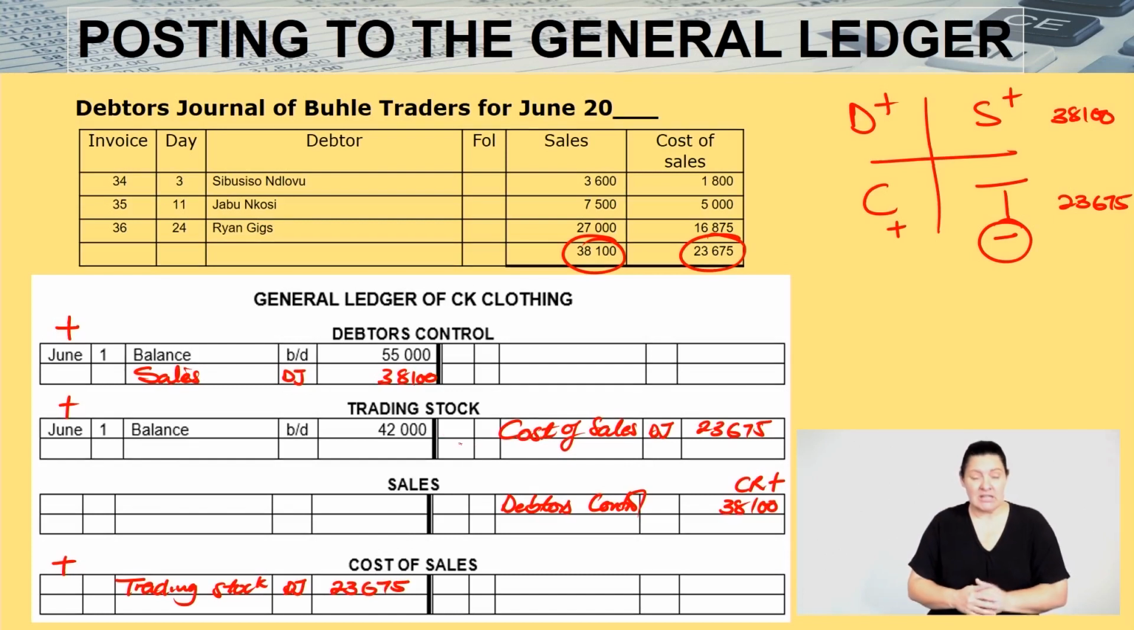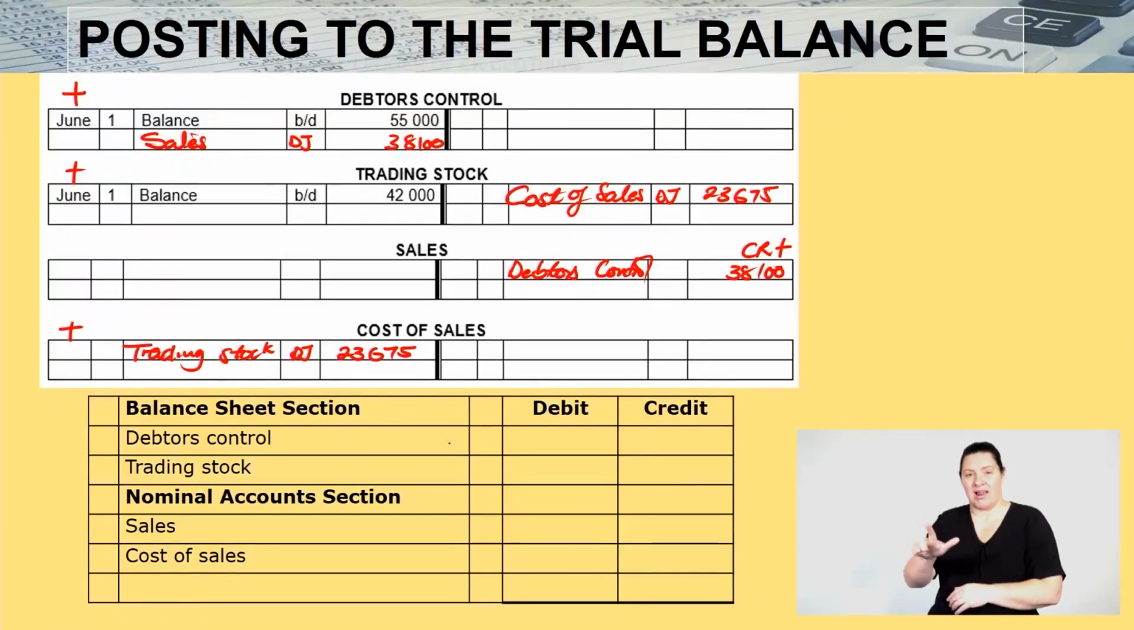23,675. Then in this case, I would have completed my general ledger. After completing your general ledger, now we can post to the trial balance. As you see here, we're going to get the total here, which is going to give you 93,100. So debtors control comes to the debit side, 93,100. And then in the trading stock account, you have to close it off.